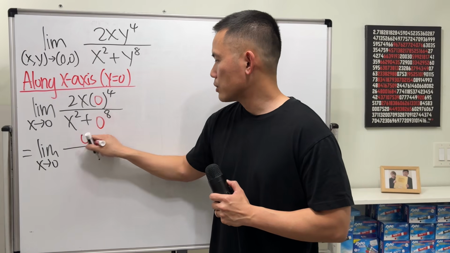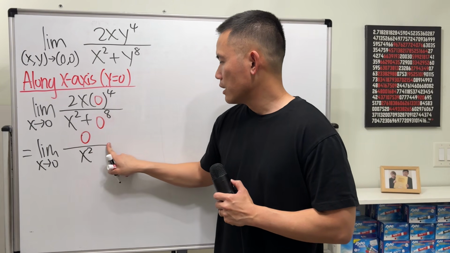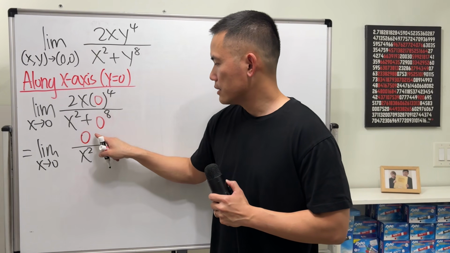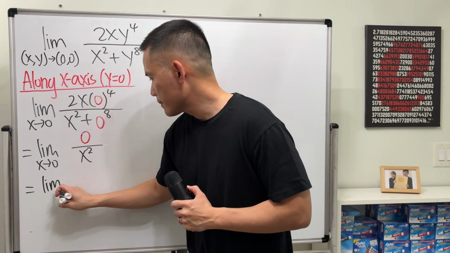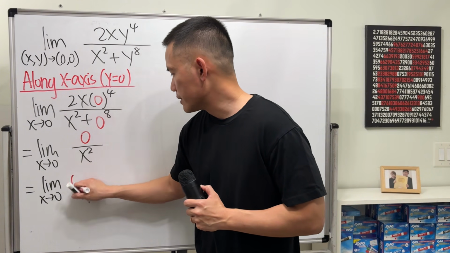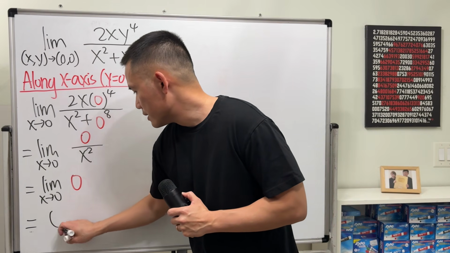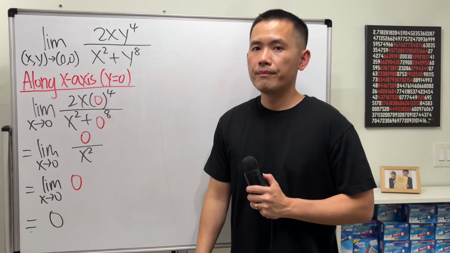The top is 0, the bottom is x squared. Then remember, we do this inside out. 0 divided by x squared is 0. So that's the limit as x approaches 0 of 0. So the answer for this is just equal to 0.